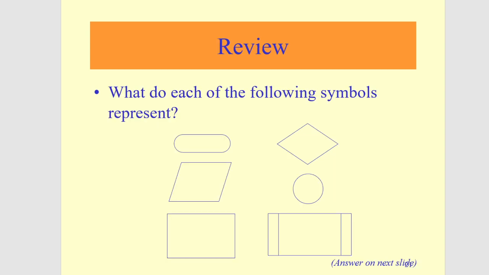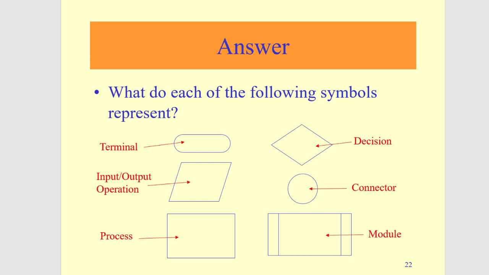So review, what do each of the following symbols represent? Number 1 is terminal. Next is input-output operation. The rectangle is process. Diamond is what we call the decision, the circle is connector, and the last one is the module. So it's a rectangle with a rectangle inside.